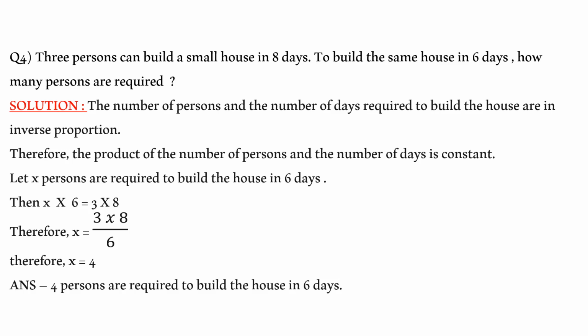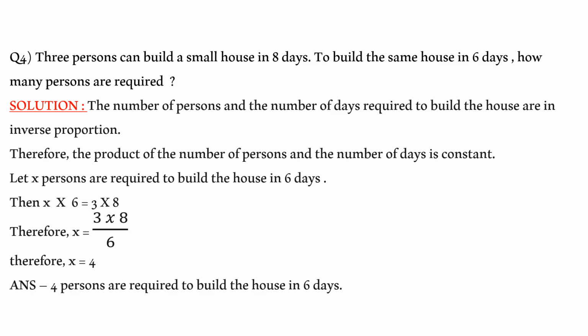If we decrease the days, the persons will increase. This is inverse proportion. Okay, you have studied this in standard 8. When one quantity decreases, the other quantity increases. This is inverse proportion. So our solution is, the number of persons and the number of days required to build the house are in inverse proportion. Therefore, the product of the number of persons and the number of days is constant.